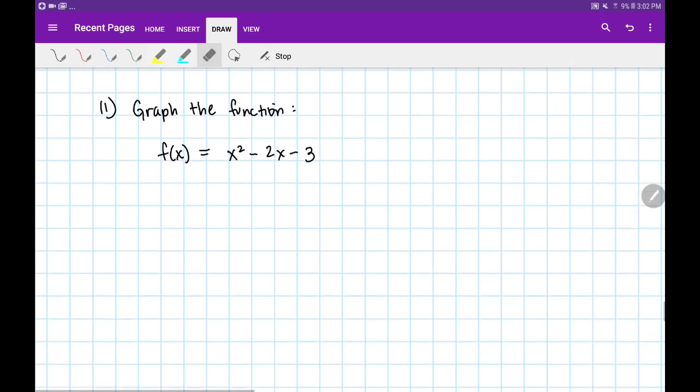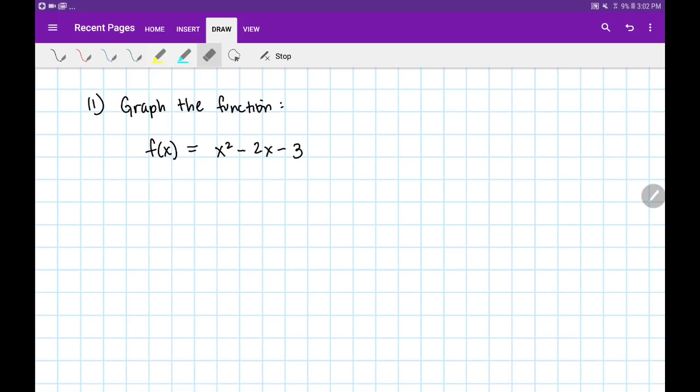All right, let's move on to number 11. It says graph this function. We have another quadratic function, but this time it's in standard form instead of vertex form. So instead of being like this, it's like this. It's all spread out. There's no parentheses. There's no inside and outside. So we have to use some different tricks.